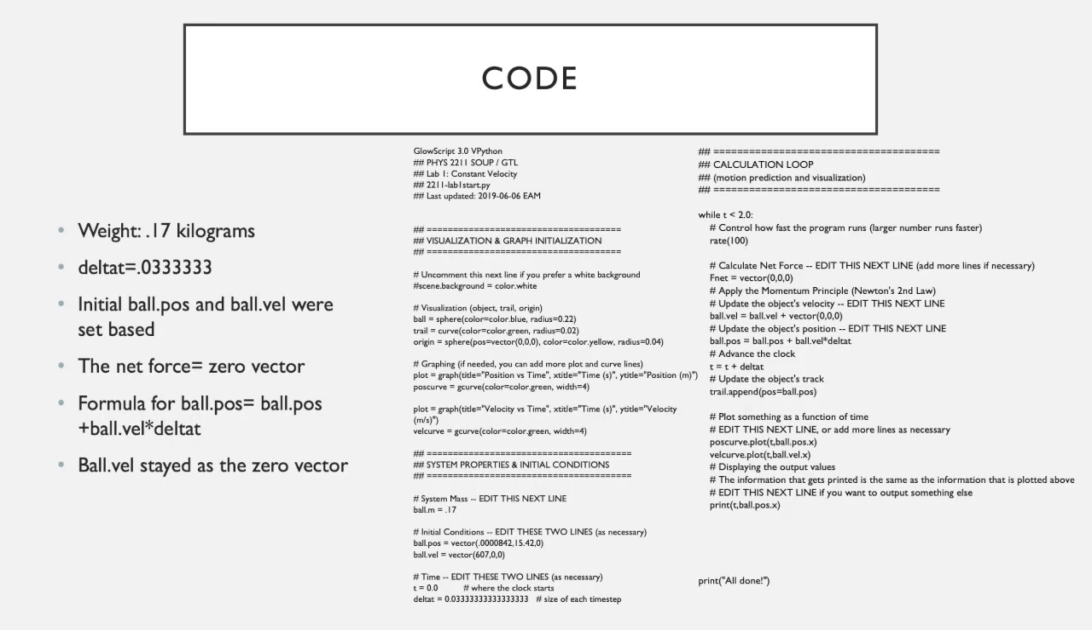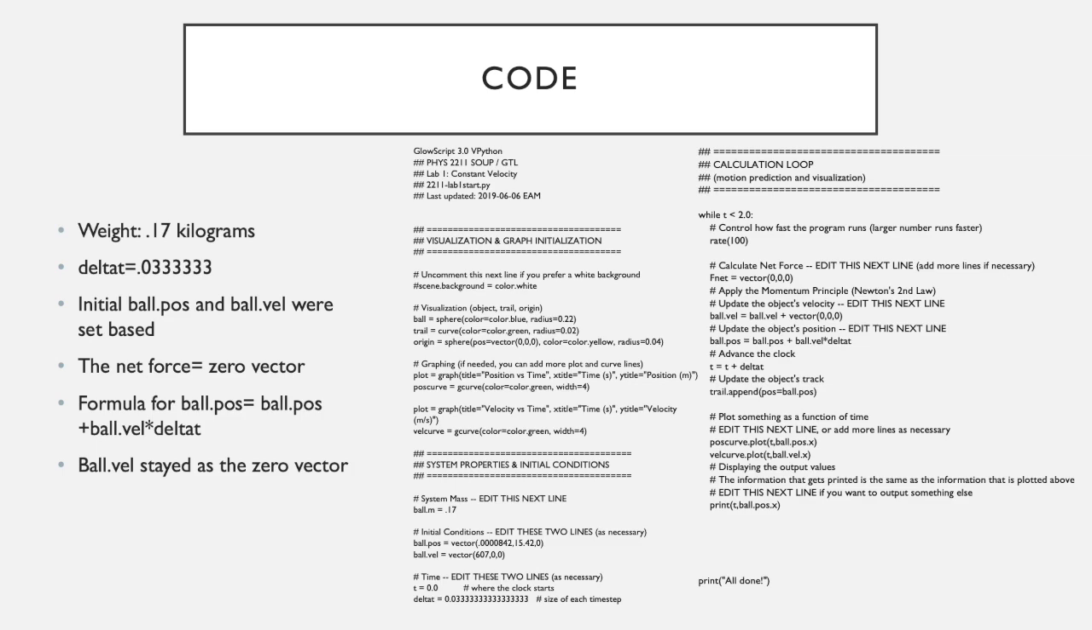In the code used to create the predictive model for a ball with constant velocity, I changed the ball's initial position and velocity to match the initial position and velocity of the video that I took and analyzed through Tracker. The mass of the object was changed to 0.17 kilograms, and the change in time, delta t, was set to 0.033 seconds to also align with the data pulled from Tracker.